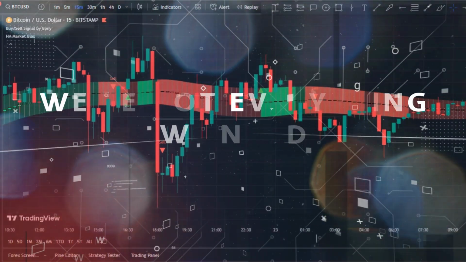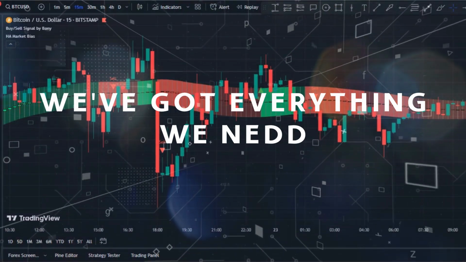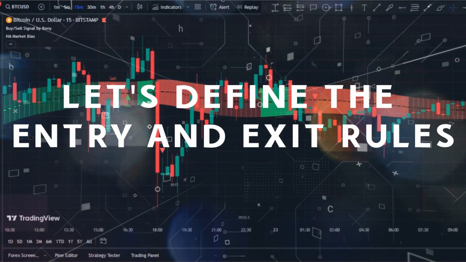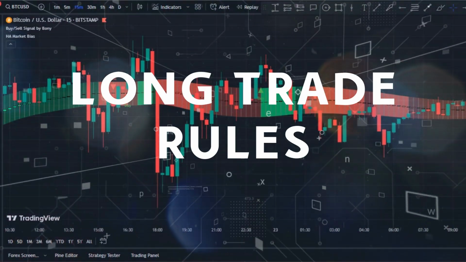Alright, we've got all the necessary tools to transform into a successful trader with consistent profitability. Now, we just need to define the entry and exit rules for our trades. Let's start by outlining the rules for entering long trades.